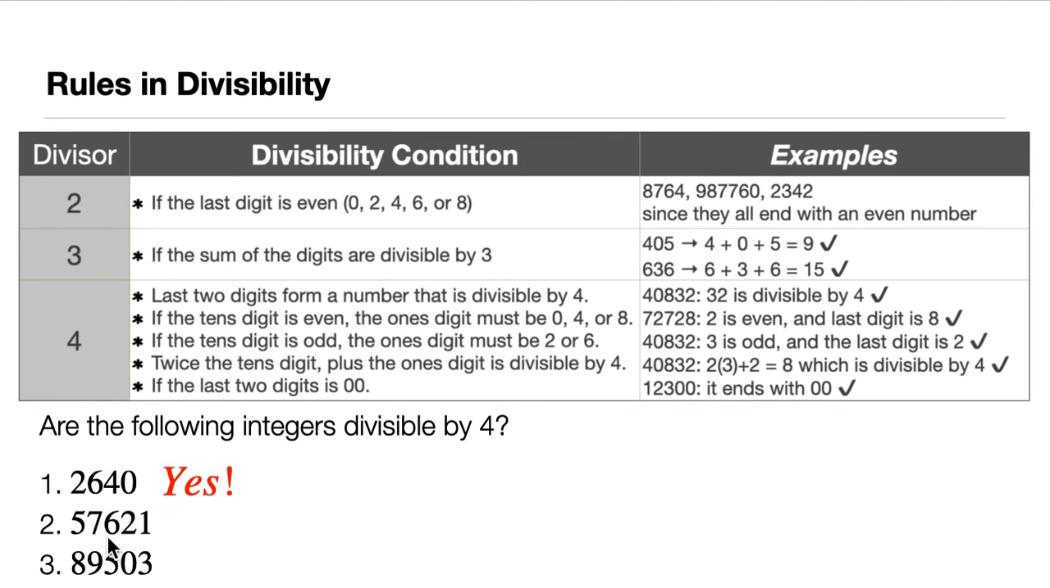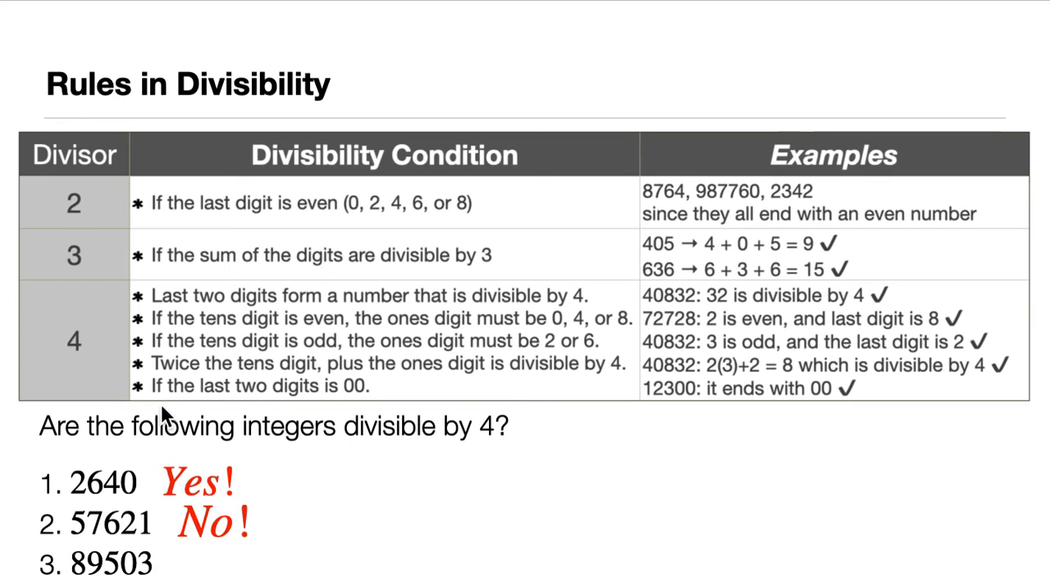Now, let's have it here. 57,621. Is 21 divisible by 4? No, it's not. And we can check it with our rule number 2. The tens digit is odd. Is it 0, 4, or 8? No, it's not 0, 4, or 8. It's 1. So therefore, we can see that it is not divisible by 4.